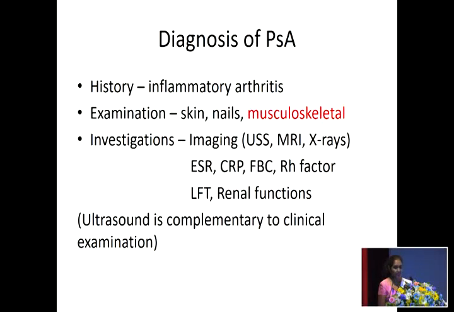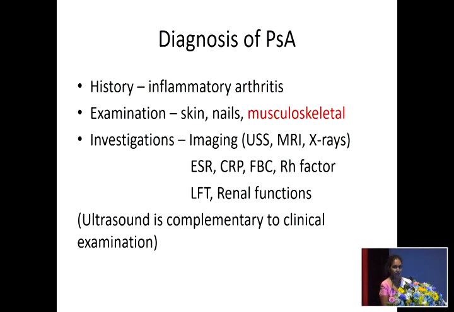With good history and thorough examination, you move on to targeted investigations. Not just investigations, it should be targeted investigations. ESR, CRP like inflammatory markers will be high in these patients, but not always. 50% of these patients can have normal ESR and CRP. In the full blood count, there can be changes of chronic disease like normochromic normocytic anemia and a high platelet count, and a negative rheumatoid factor is a pointer for diagnosis of psoriatic arthritis.